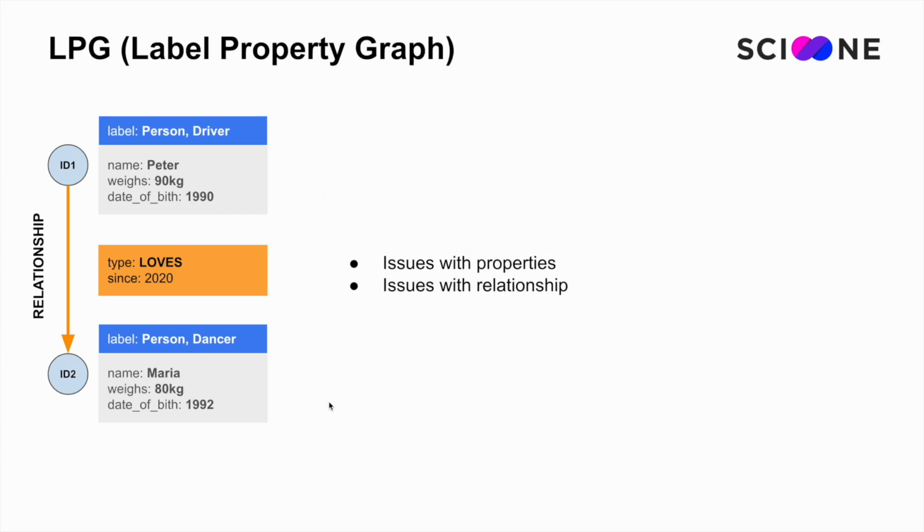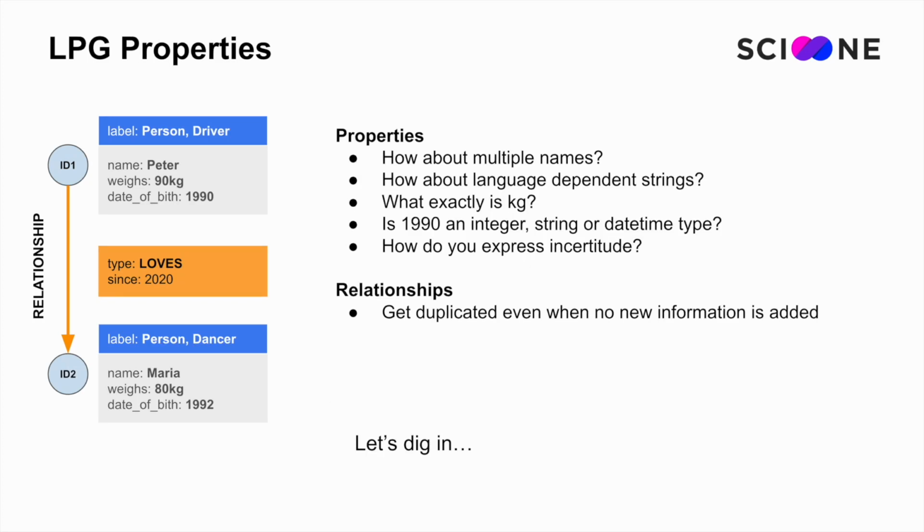Here are some of the issues we will explore in the next minutes. In the node of the label person, how do we add multiple names, like aliases? How about language-dependent names? For example, in Russian, Peter is Pyotr. What is kg? How do we represent measurement dimensions in a scalable and clear way? Is 1990 an integer, string, or datetime value? How do you express uncertainty? Why are relationships duplicated when no new information is added to the graph?